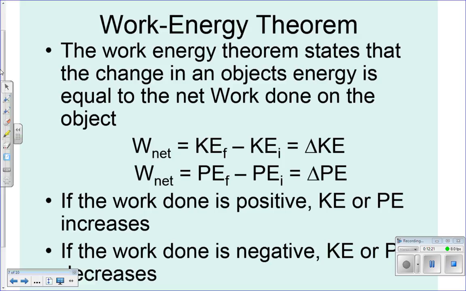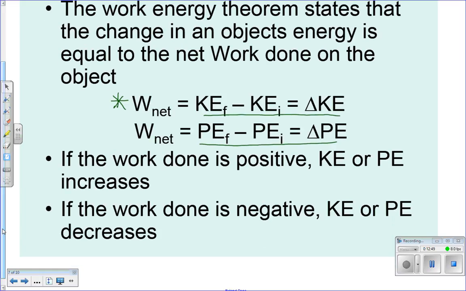What we talked about a little bit before is called the work energy theorem, and that's the fact that any change in an object's energy is equal to the work done on the object. So any work that gets done on the object can either change the object's kinetic energy or it could change the object's potential energy, depending on the situation, what you're doing. If you're taking an object and lifting it from one spot to another, then you're changing its potential energy. And its change in potential energy would be equal to the work done on it.